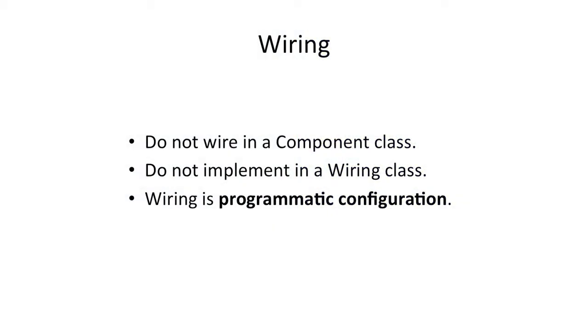So what is wiring? It's important to keep the difference between the wiring and the component. We should not have wiring in a component. So if we see a component, it's not wired. Think of wiring as configuration, like your XML configuration in Spring. So it's programmatic configuration. We're trying to keep the wiring separate from the actual implementation as much as possible.